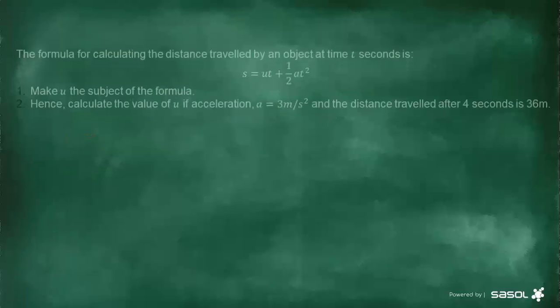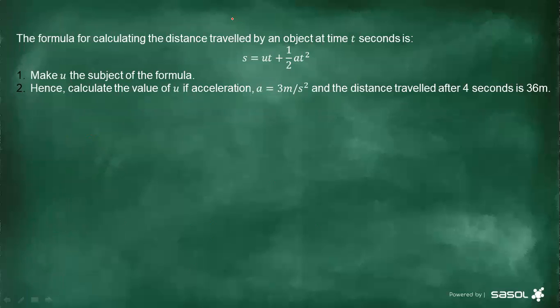Then let's proceed. The formula for calculating the distance traveled by an object at time t seconds is given as s equals ut plus 1 over 2 at squared. Make u the subject of the formula. So we have to make u the subject of the formula.